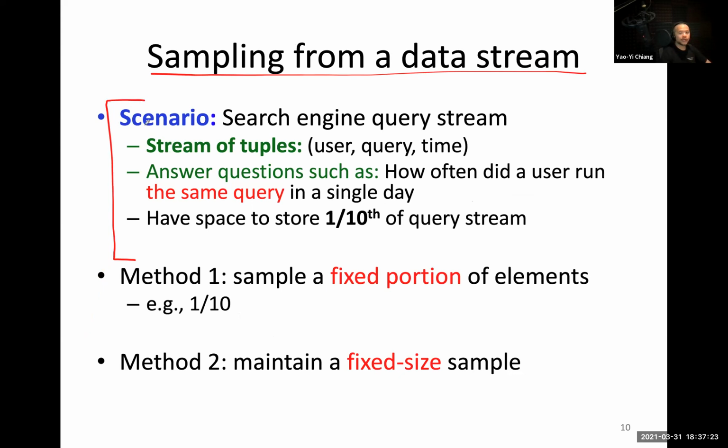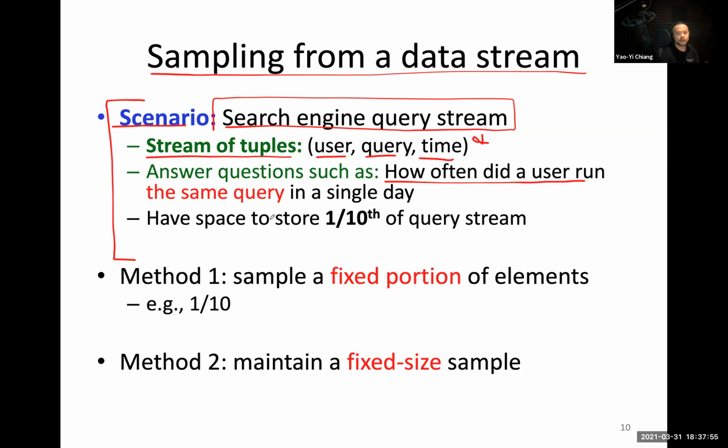Say the scenario here is a search engine query stream. This is your streaming data, and this stream has tuples, and each tuple contains user, query, and time. You just think of a tuple as a data point. It's coming in at a really fast rate, and we want to be able to look at all these tuples in real time and answer questions such as how often a user ran the same query in a single day. This will be important for a search engine.